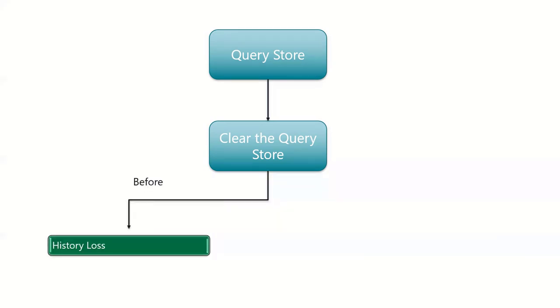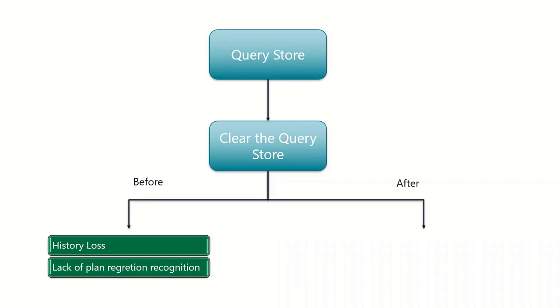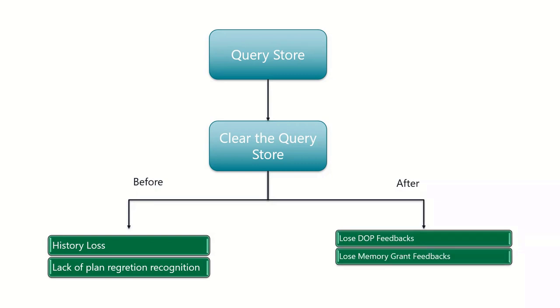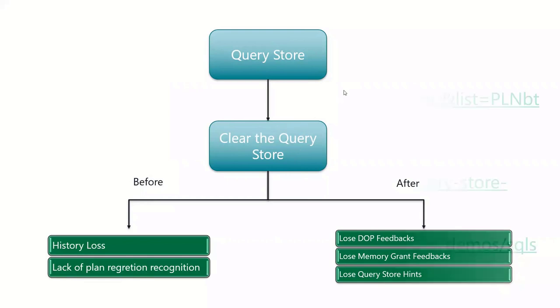This was before. We lose history and we have a small lack of plan regression recognition by the SQL Server, but that's it. But what now, in SQL Server 2022, if we clear the query store? We lose all the DOP feedbacks, which will need to be reevaluated. We lose the memory grant feedbacks, which will need to be reevaluated. We lose the query store hints. All the query store hints we applied. So we lose a lot. So the point is, there is some change of mindset happening in relation to the consequences of some simple administrative tasks like cleaning the query store, for example.